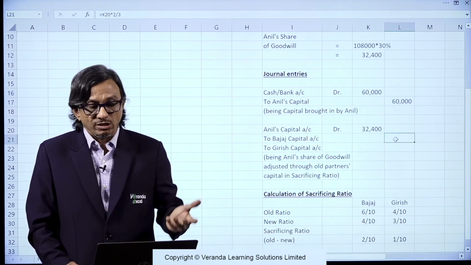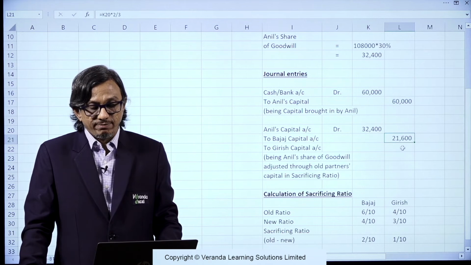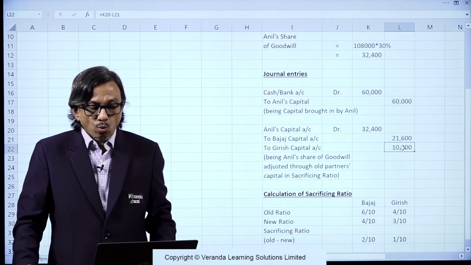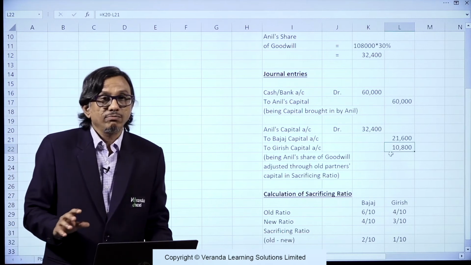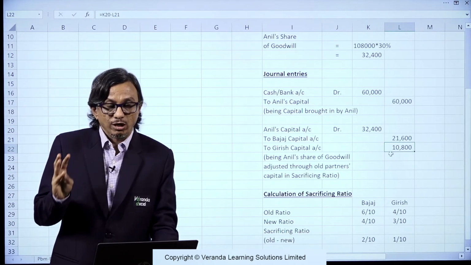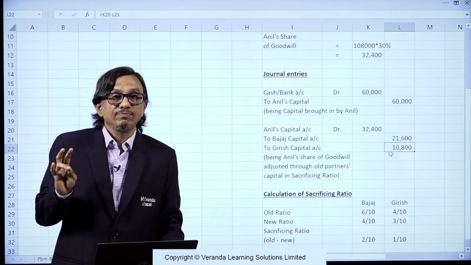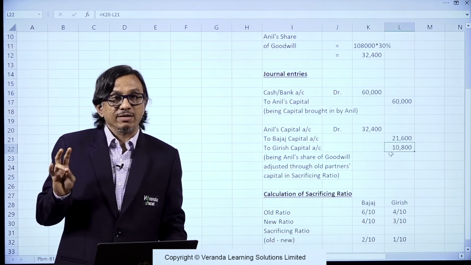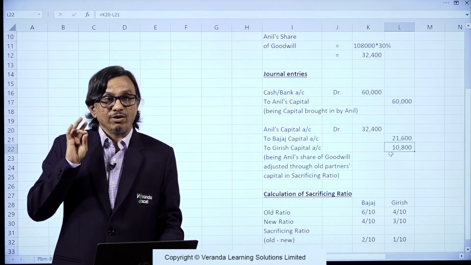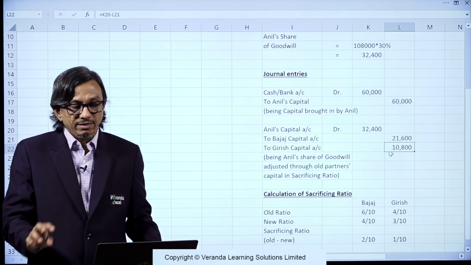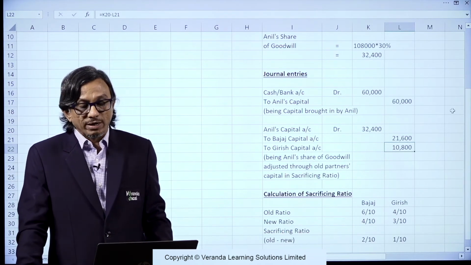So 2/3 of this will go to Bajaj, which is 21,600. Girish will take 1/3 of that, which is 10,800. So friends, we have now done three things. Valuation of goodwill is over. We have determined the new partner's share of goodwill. We have made the journal entry for capital. We have made the journal entry for goodwill of the incoming partner, and for that purpose we have calculated the sacrificing ratio also. That means one set of the solution is over.